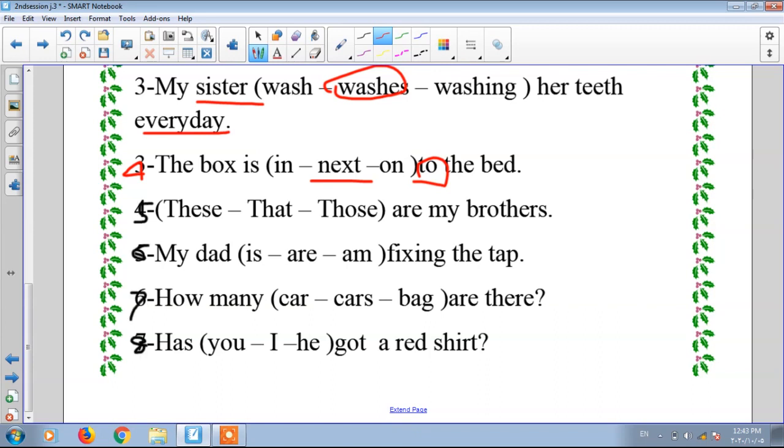Number 5, this or that or those are my brothers.